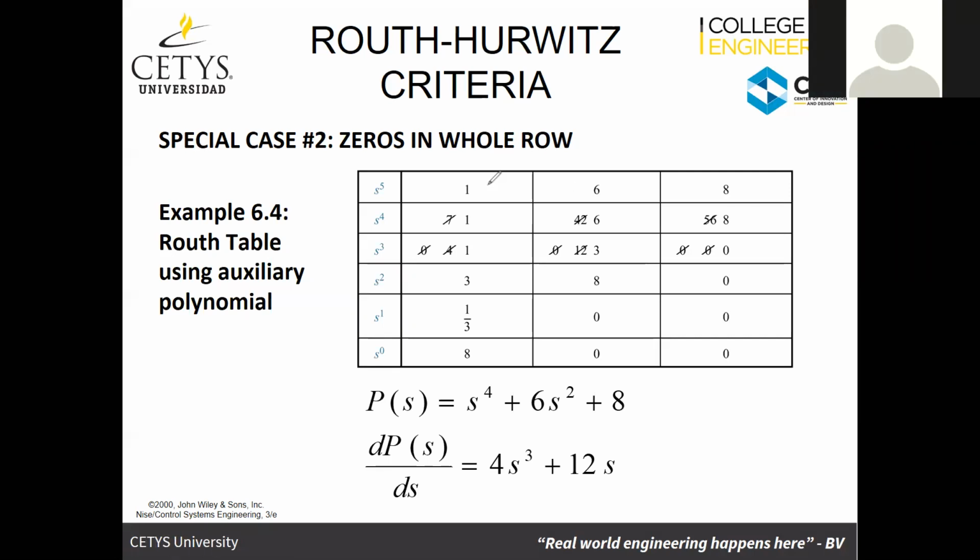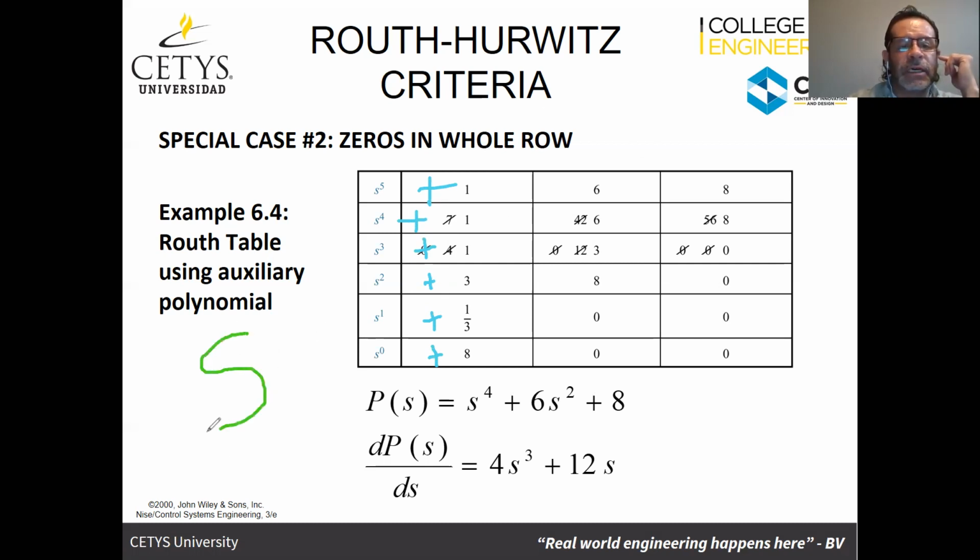We don't have any sign changes in the first column because they are all positive. So we're positive, positive, positive, positive, positive, and positive. So there are no sign changes in the first column. Therefore, this system does not have any poles on the right-hand side, and therefore the system is stable.